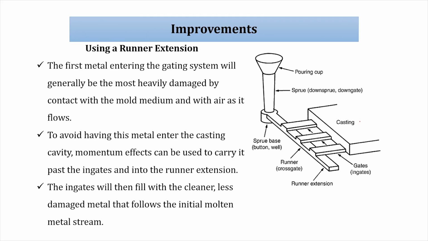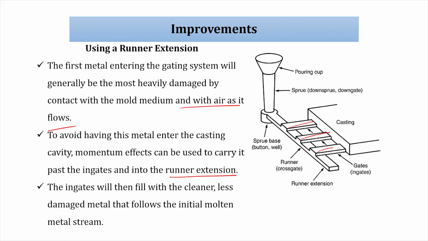Next improvement, we can use a runner extension. These are the ingots and this is the runner extension. The first metal entering the gating system will generally be the most heavily damaged by contact with the mold medium and with air as it flows. To avoid having this metal enter the casting cavity, momentum effects can be used to carry it past the ingots and into the mold runner extension.